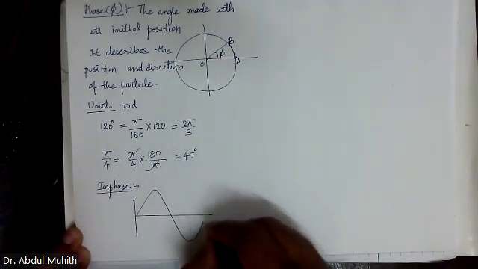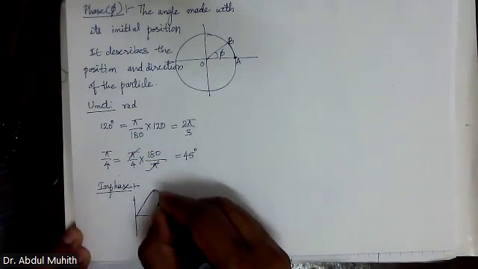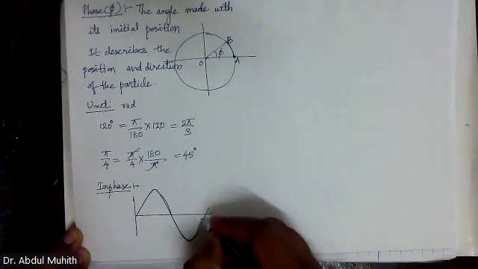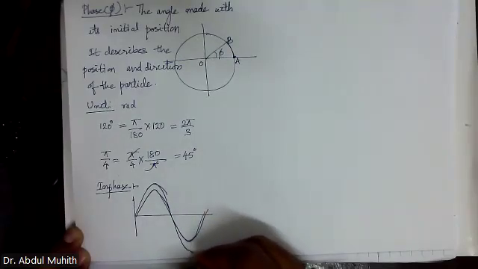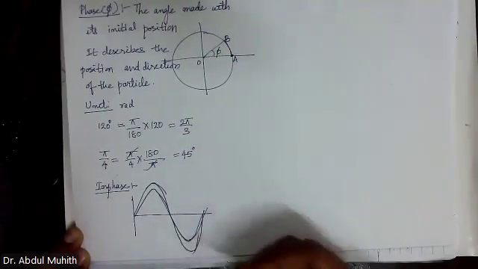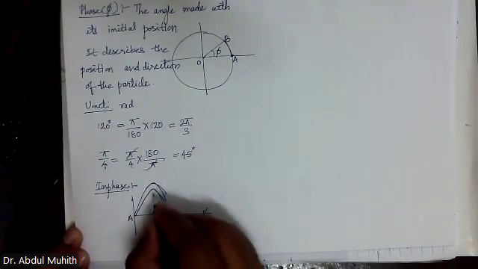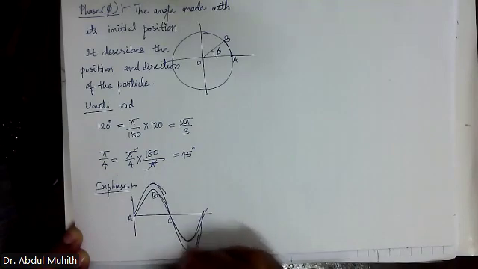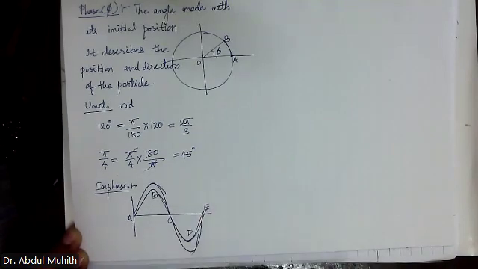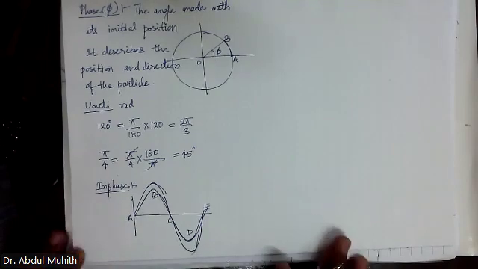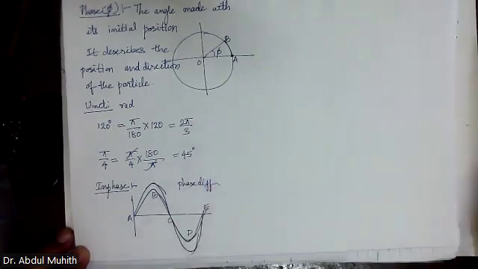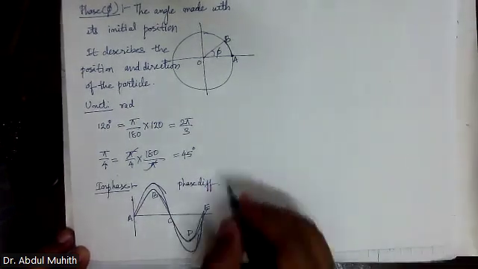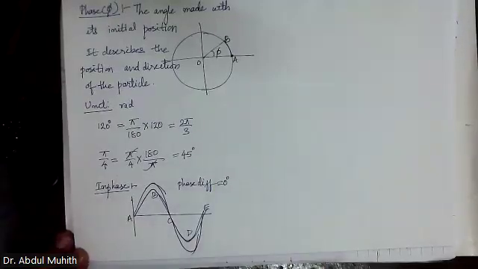Now, suppose this is one wave, and the second wave is also the same. It can be the same, overlapping the other, or it can be like this. See here, this is A, B, C, D, and F. Is it clear? It means they are in phase. Example, you are watching a movie. So what is the phase difference between the two waves? The phase difference is 0 degrees or 0 radians.